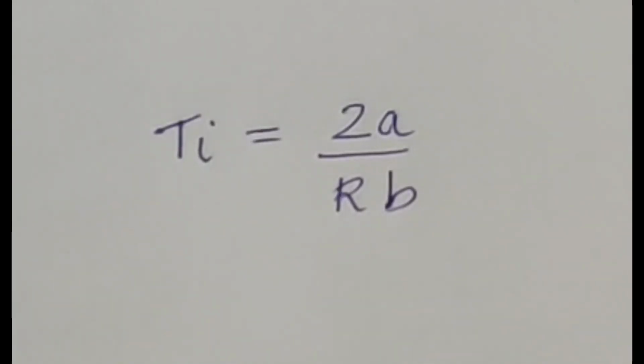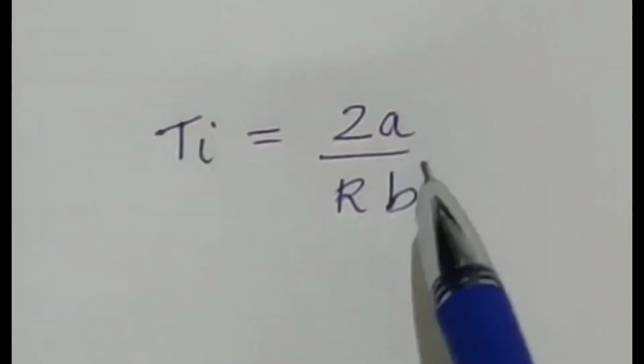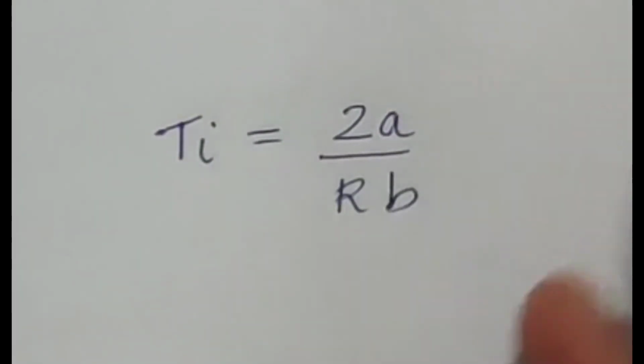In this video, we derived an expression for μJT that connects the van der Waals constants A and B, and we derived the expression for the inversion temperature in terms of A and B, the van der Waals constants.